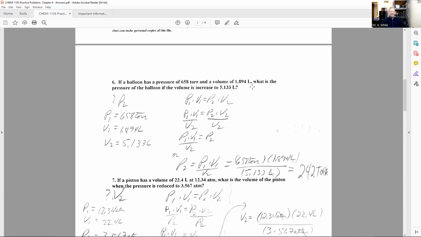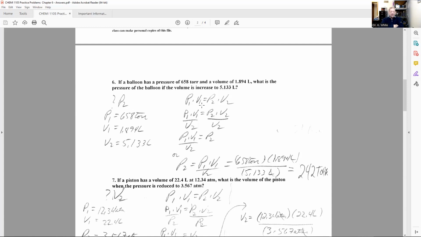You're given the initial volume, 1.894 liters. That's V1. You're given the final volume. What happens after the volume is changed to the pressure? So that new volume is V2. And now we have this right here. We're solving for P2. The equation we're using is P1 times V1 equals P2 times V2.